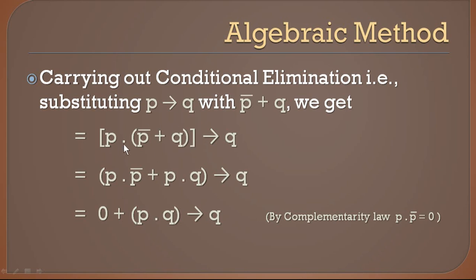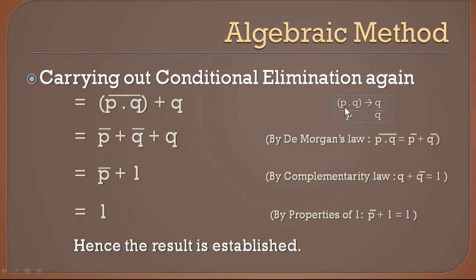Now you are going to do whatever is in the parenthesis first, right? Now you are going to multiply this term, that is P into P dash plus P into Q. That's what you got in this step, right? So P dot P dash plus P dot Q, and then the right hand side part, that is implies Q. Now, as per the complementarity law, P dot P dash is equal to 0. So the first term becomes 0, and then plus you have the second term, and then implies Q. Now when you see this, you cannot do anything more here.